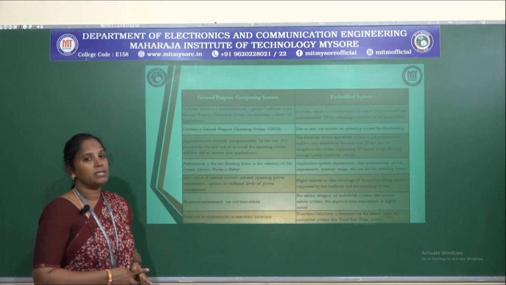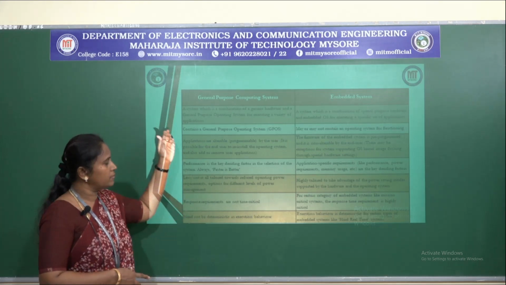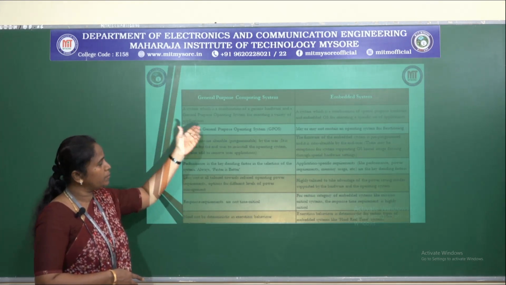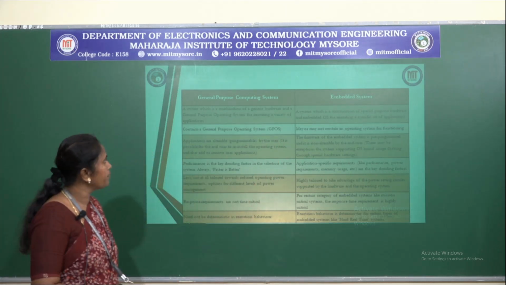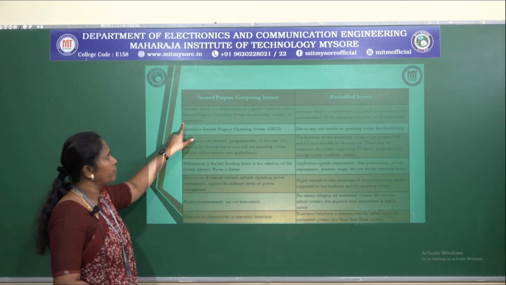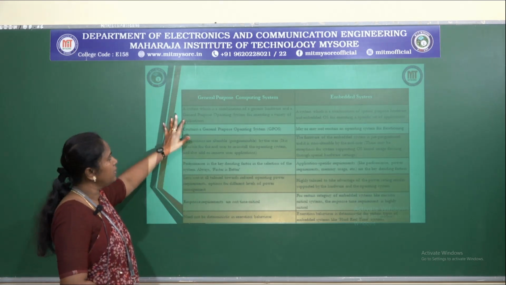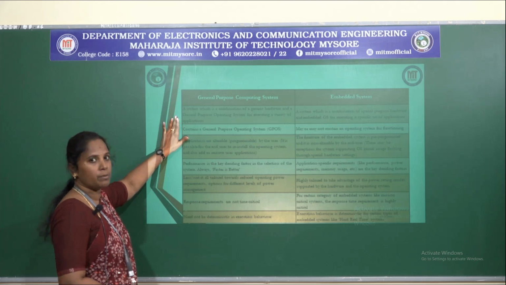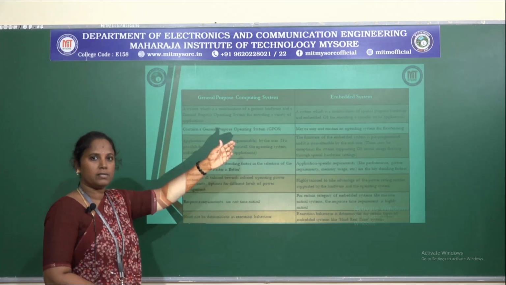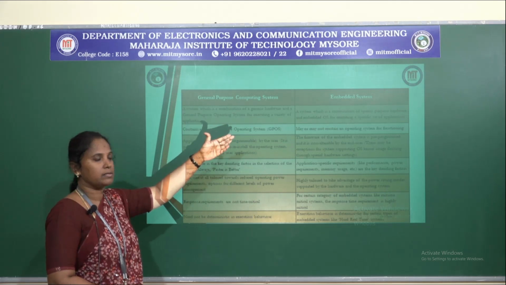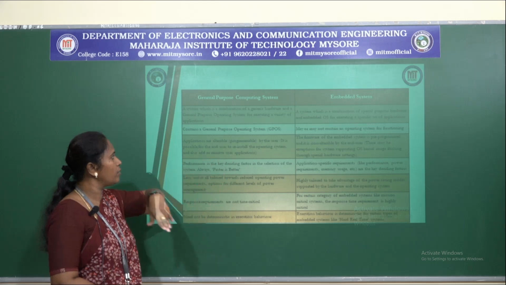So what are the general points to be considered with respect to your general purpose computing system as well as with respect to your embedded system? In case of the general purpose, what are the components present? It consists of a general purpose operating system, hardware and software. In case of embedded system, it might contain an operating system as well as hardware as well as the software.